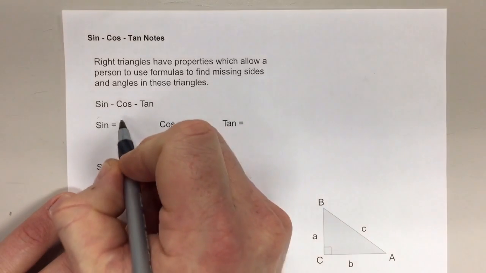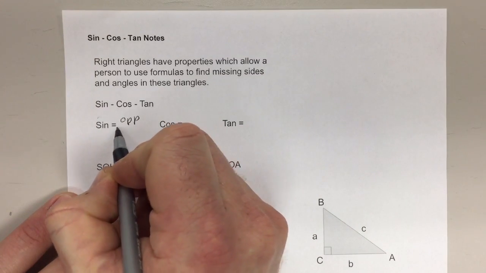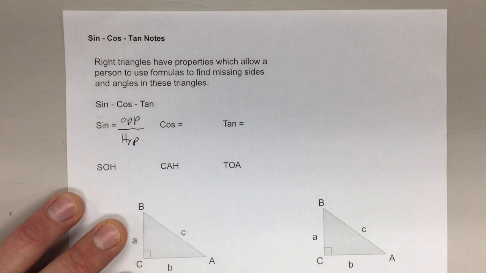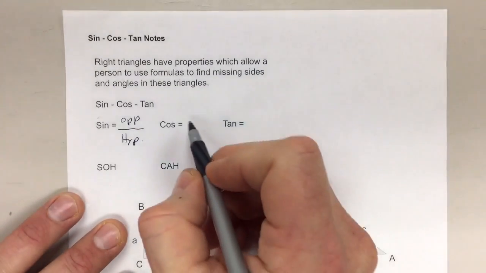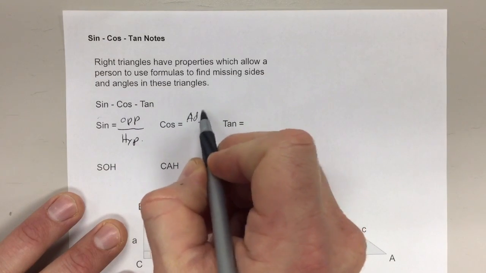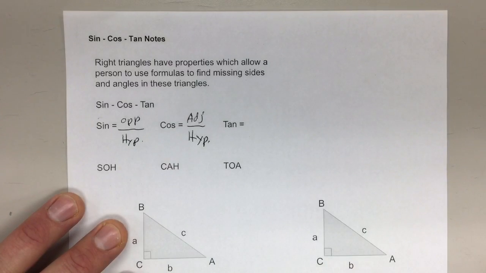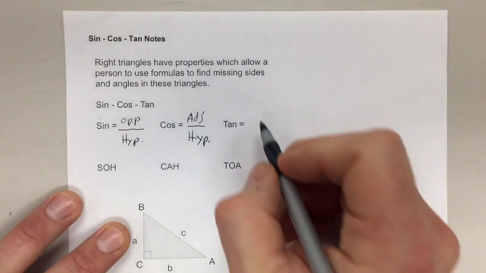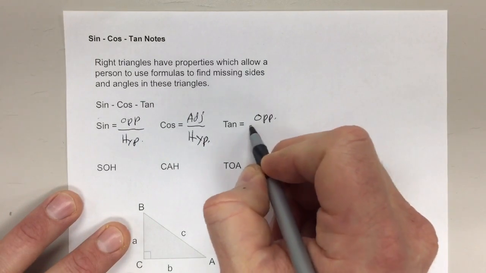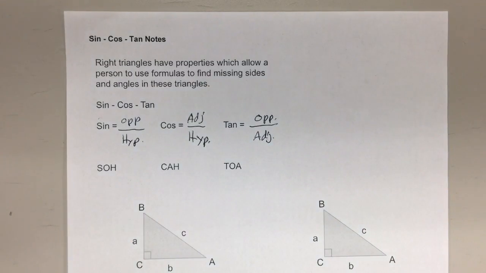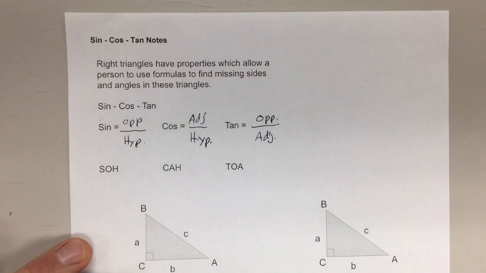Sine stands for the opposite side of a triangle divided by the hypotenuse. The cosine in a right triangle stands for the adjacent side divided by the hypotenuse. And the tangent of a right triangle stands for the opposite side divided by the adjacent side. So using these three functions, we can find missing sides and missing angles in right triangles.